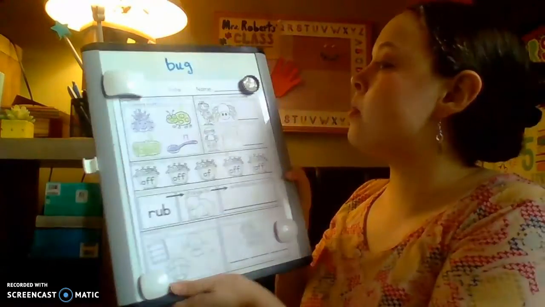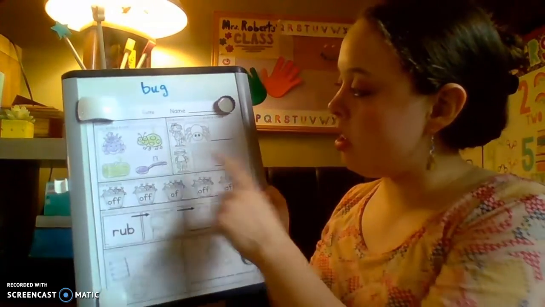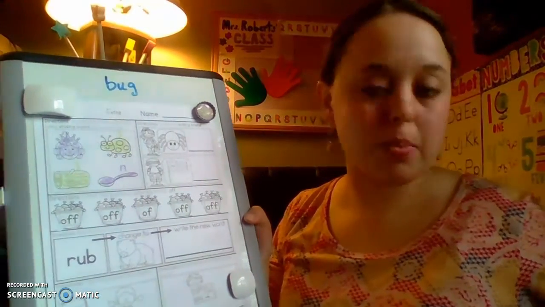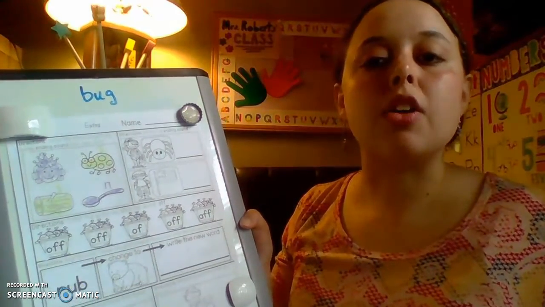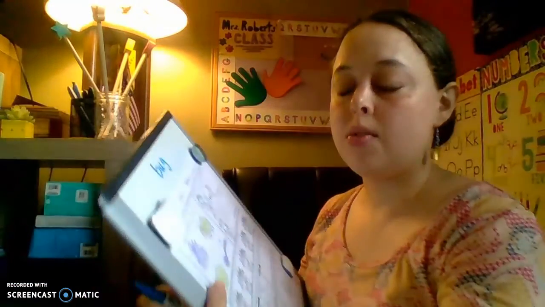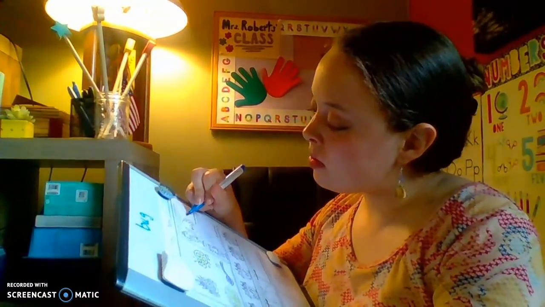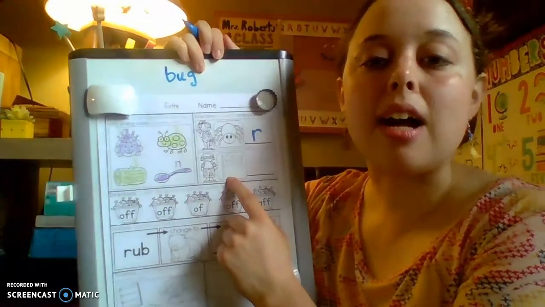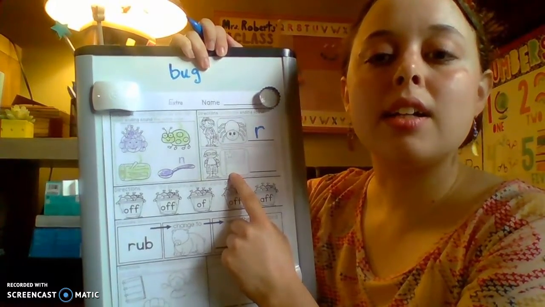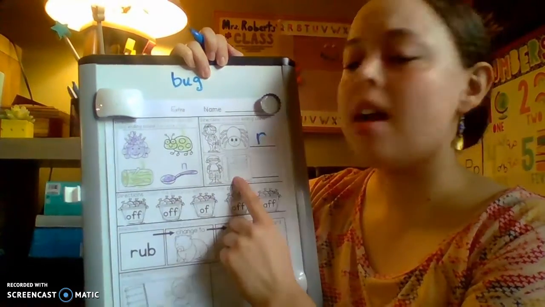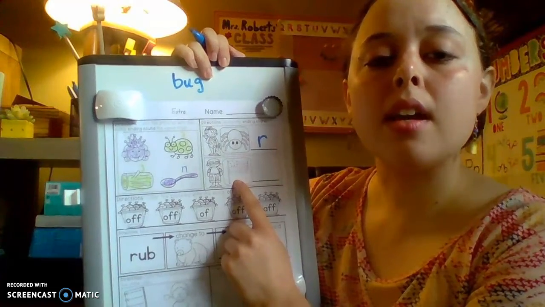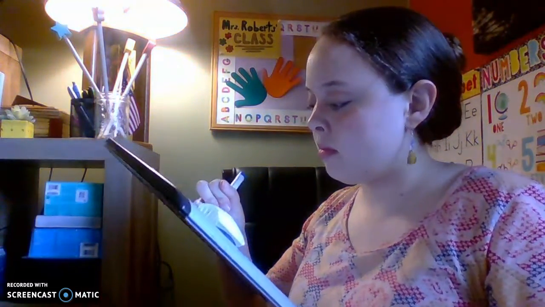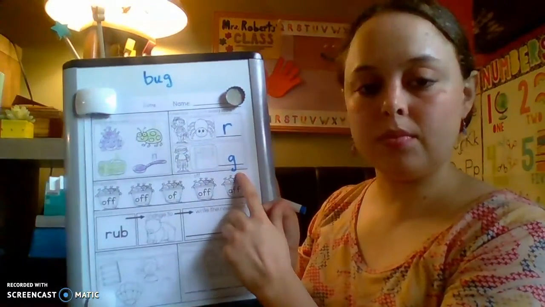Let's look at this one quickly. Write the ending sound. Spider, spider. What letter do you hear at the end of spider? Spider. I hear an R. So I'm going to put an R up there. Flag. What ending sound do you hear in flag? Say it with me. Flag. I hear a G. I'm going to write a G there.